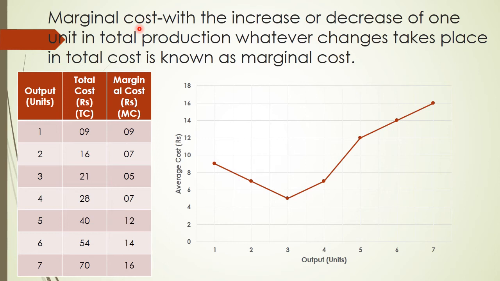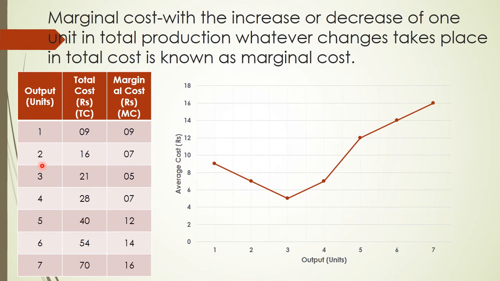Now we can say that marginal cost is independent of fixed cost, right? So we can say that the marginal cost is the result of change in variable cost when production changes from N to N minus 1. Then the increase in the total variable cost is equal to the marginal cost with the change in production of output. Let us see this example. Output is given, total cost, and here we are finding the marginal cost.